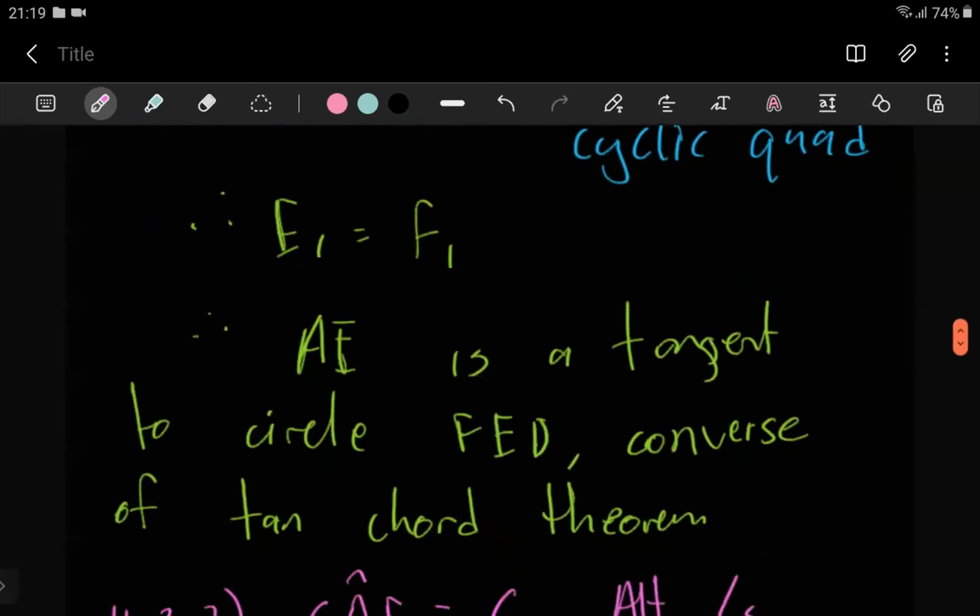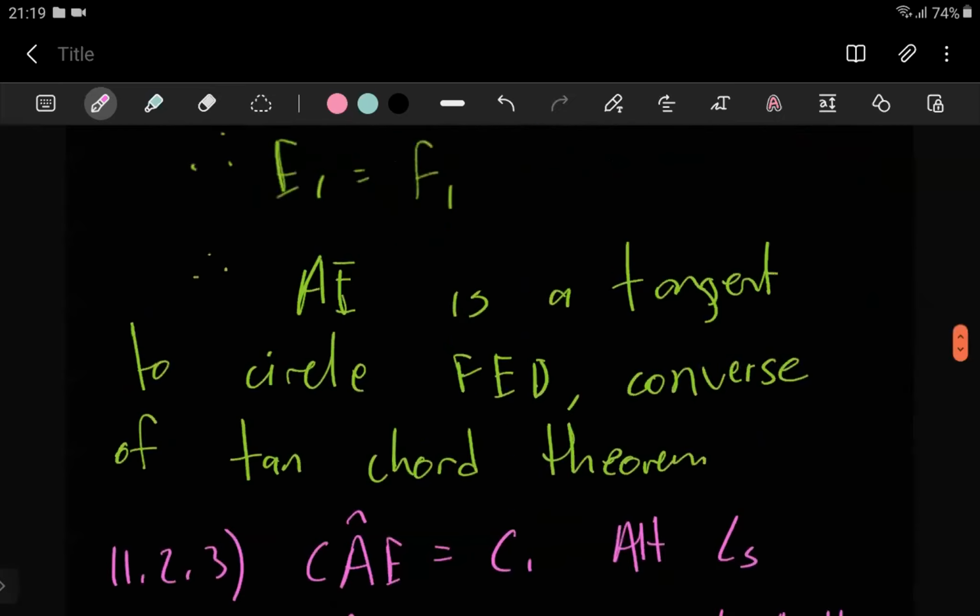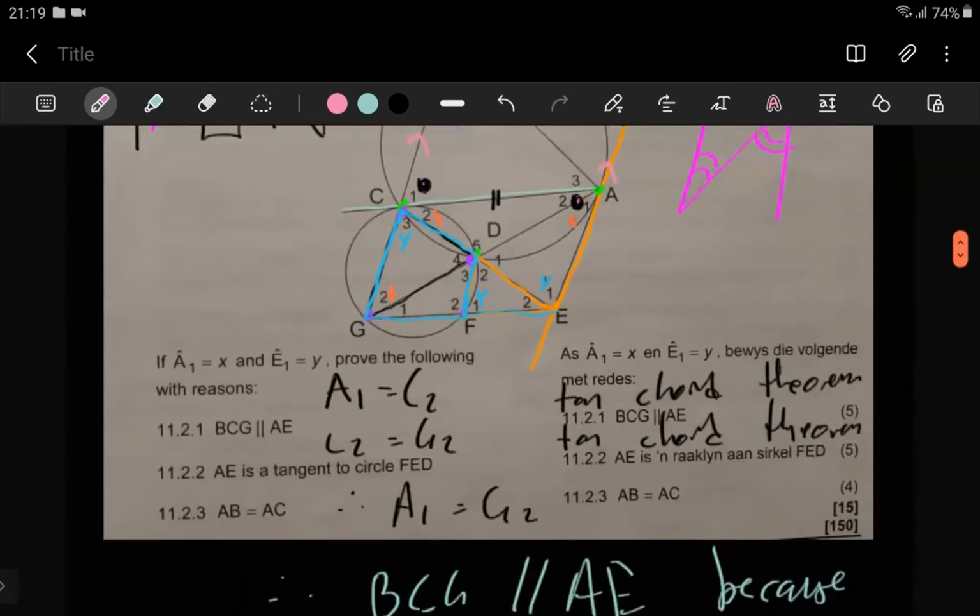CAE is equal to B. The reason is tan chord theorem.